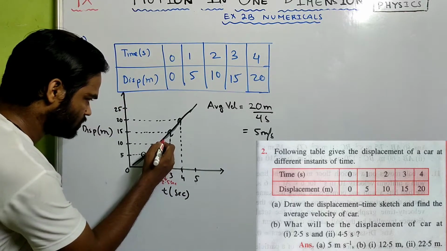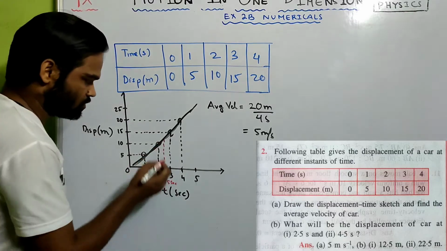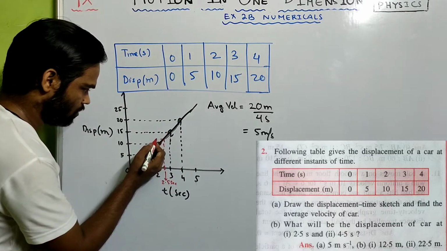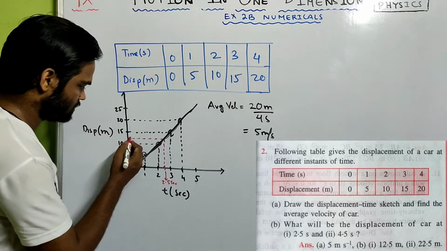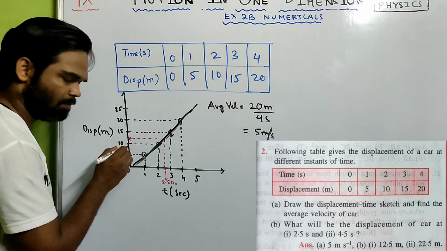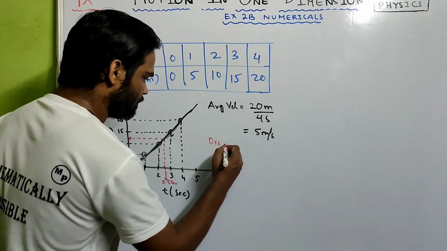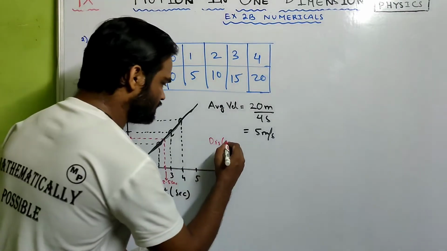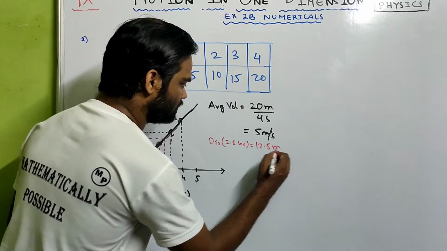What is the displacement? So, we'll draw a vertical line. As soon as it touches the graph, draw a horizontal line to the y-axis. See, it's coming in between 10 and 15, which means displacement after 2.5 seconds is 12.5 meters.